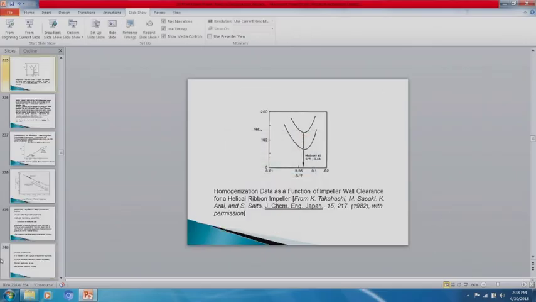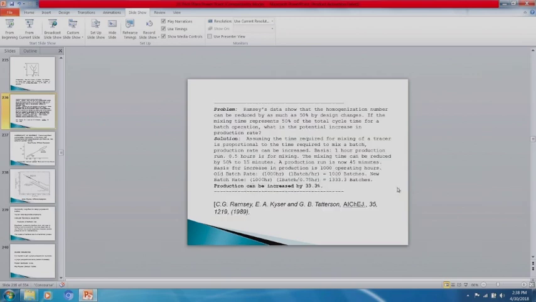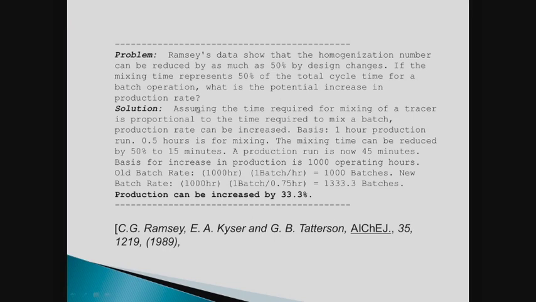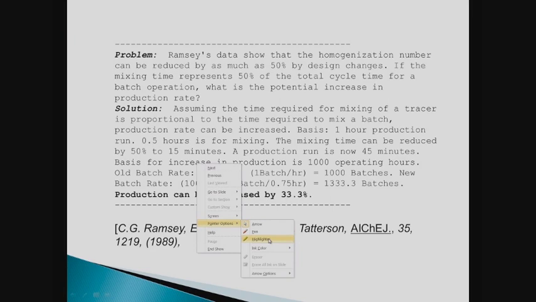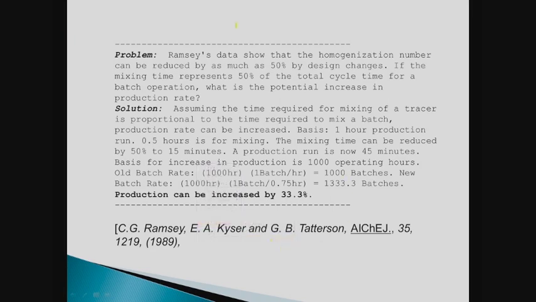Let's go back. Turn on my pointers again. Okay, this is some data from Ramsey. Ramsey was one of my graduate students, an excellent chap. We can take the homogenization number from Ramsey and reduce it by as much as 50%.